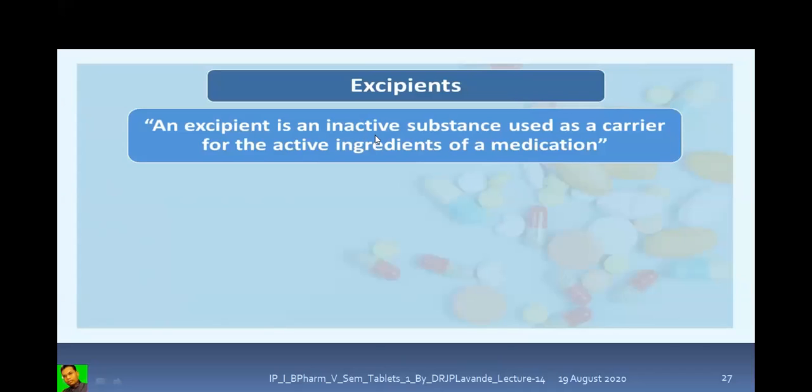So that's why excipients are inactive substances used as a carrier for the active ingredient of a medication. They will act as a carrier, they will impart specific function, they will impart specific properties.